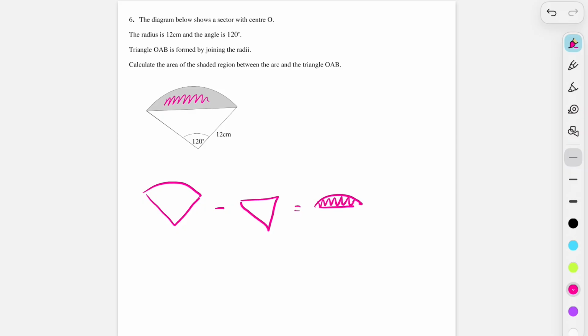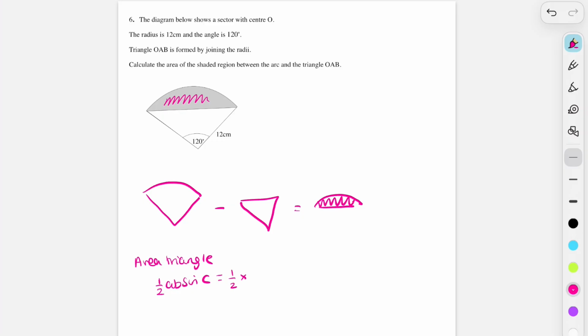So we need to work out the area of the sector, the area of the triangle, and then subtract them to get the shaded region. To work out the area of this triangle, we can use the formula half ab sine C. We can't necessarily at this stage use the half times base times height formula because at this point we don't have the perpendicular height. So it's going to be easier to use the area is equal to half ab sine C. So we have half times a times b.